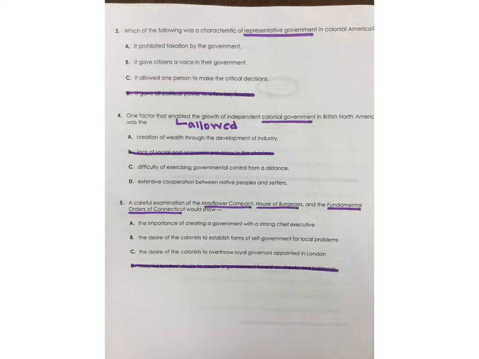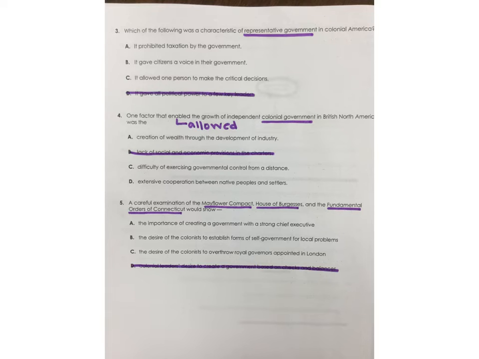Number 4. One factor that enabled or allowed the growth of independent colonial government in British North America was the A. Creation of wealth through the development of industry, C. Difficulty of exercising government control from a distance, or D. Extensive cooperation between native peoples and settlers.